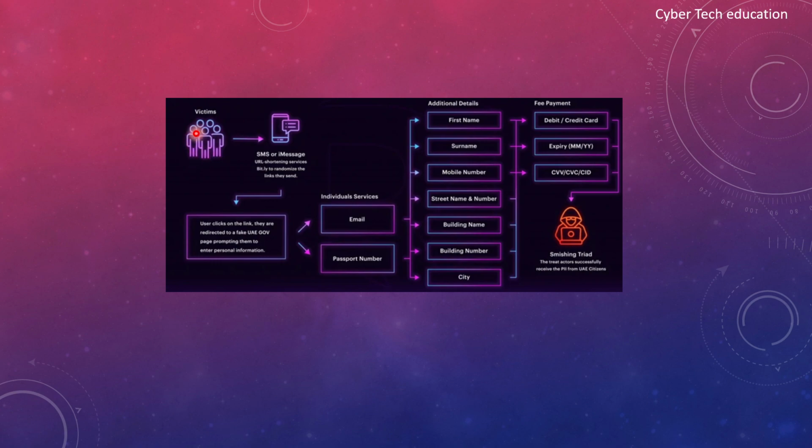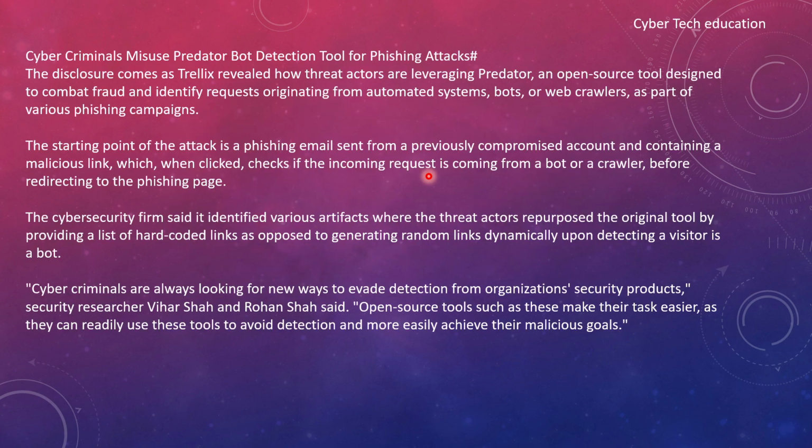For example, the victim is sent an SMS, and a URL shortening service has been used. The user clicks on that link and is asked for details like email or password, then additional details and fee payment. This is how the victims are compromised, through mobile device and service management systems. This is how the technique has been used for these smishing attacks.